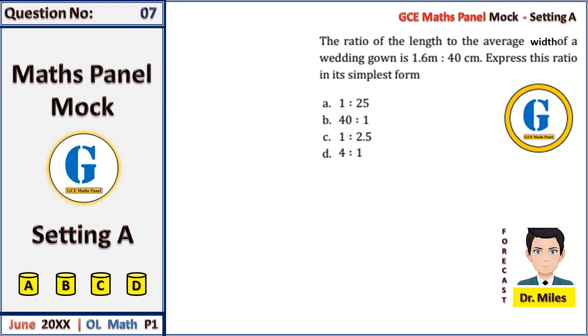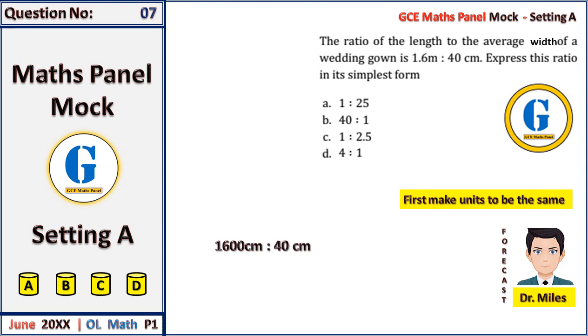The ratio of the length to the average width of a wedding gown is 1.6 meters to 40 centimeters. Express this ratio in its simplest form. The first thing to do here is to make the units the same. So that gives us 1,600 centimeters is to 40 centimeters. And when we divide both sides by the smallest, which is 40 centimeters, we have a ratio of 40:1.